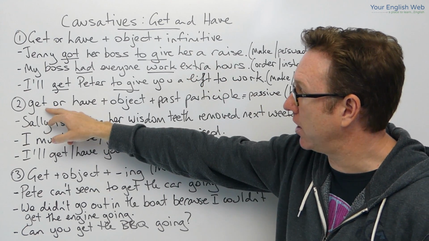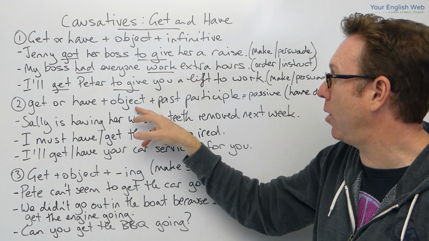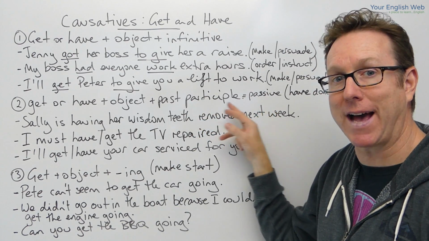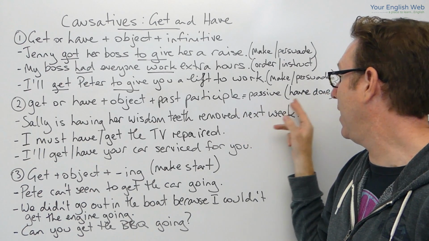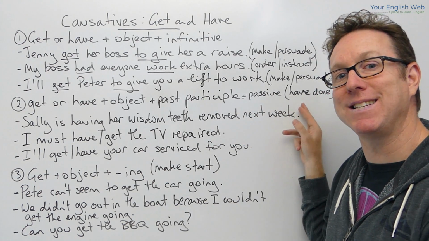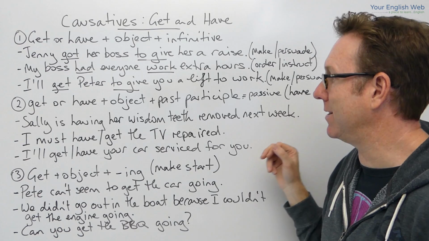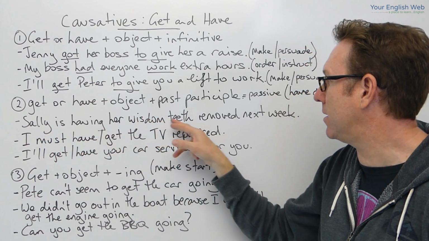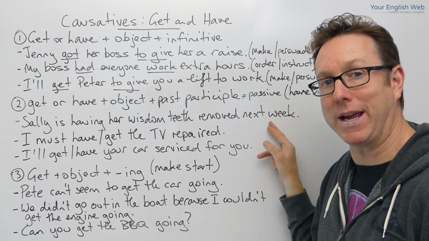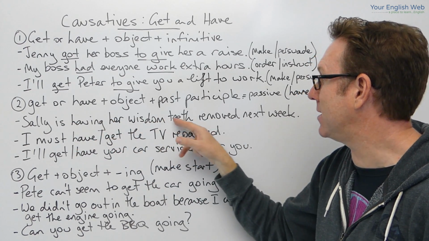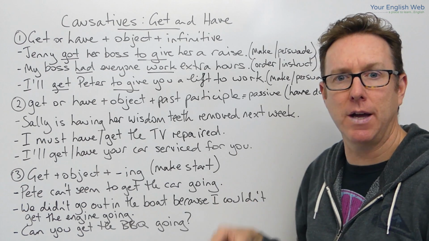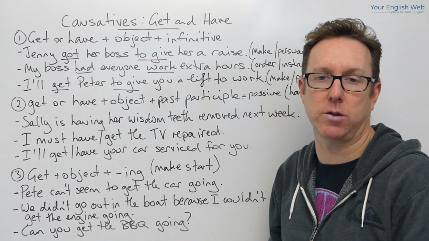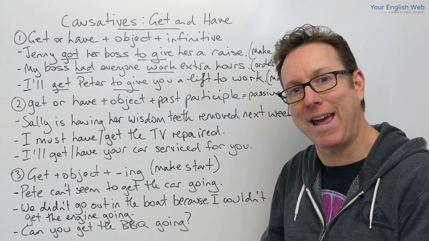Now, the second structure is get or have plus object plus past participle, and here the past participle acts as a passive, okay? And it's to have something done, to have something done. So, for example, Sally is having her wisdom teeth removed next week. She's having her wisdom teeth removed next week. It's the same as if you say, I'm having my hair cut next week, okay? I'm having my hair cut next week.